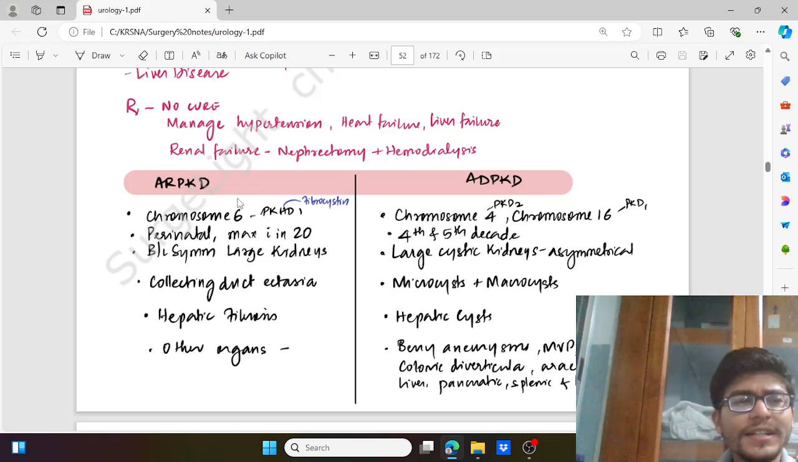Then we see the difference between recessive and dominant form of polycystic kidney disease. So the recessive form is due to chromosome 6, and the dominant form is due to chromosome 4 and chromosome 16. Chromosome 16 is the PKD1 gene, and chromosome 4 is the PKD2 gene. Recessive form will have perinatal involvement up to 20 years, whereas dominant form will have 4th to 5th decade involvement. Recessive form will have symmetric enlargement and dominant form will have asymmetric enlargement of kidneys. Recessive form will have collecting duct ectasias, whereas dominant form will have microcyst and macrocyst. Recessive form will have hepatic fibrosis, dominant form will have hepatic cysts.